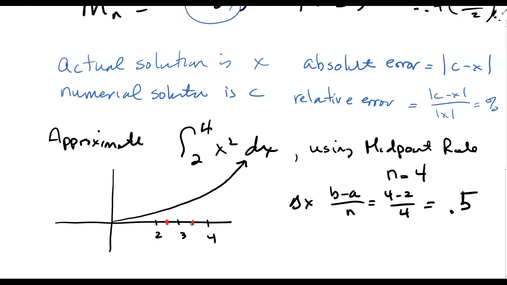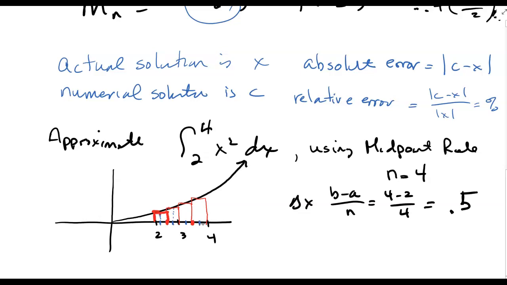So I'm going to need 1, 2, 3, 4 rectangles. For the midpoint, I've got to go in between, right? I want to change that color right there. There we go. All right. Midpoint's here, so the next one's going to go here. And there's my 4 rectangles, with my midpoints being here, here, here, and here.